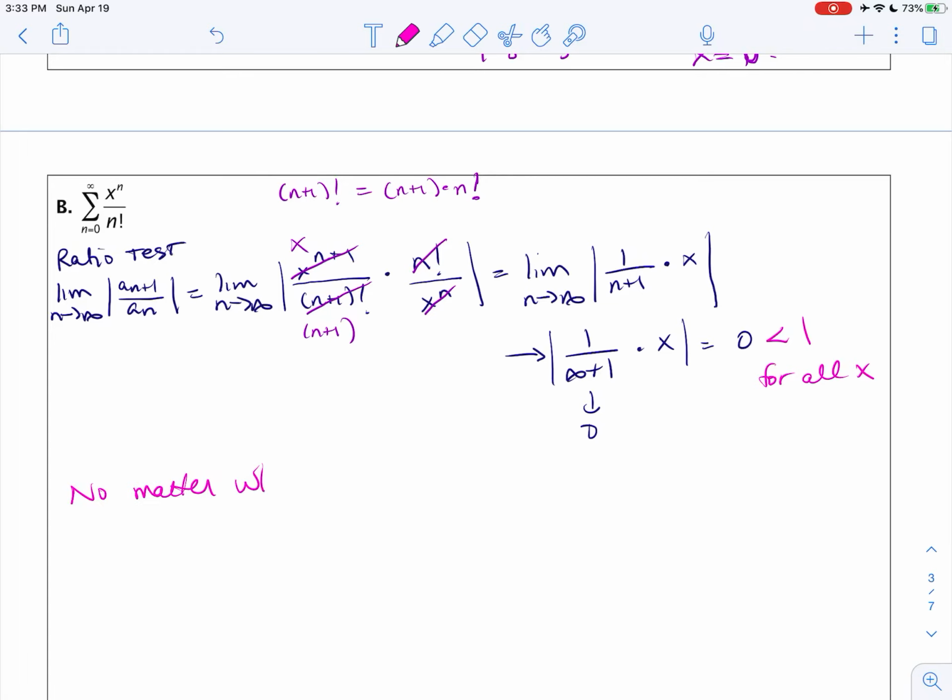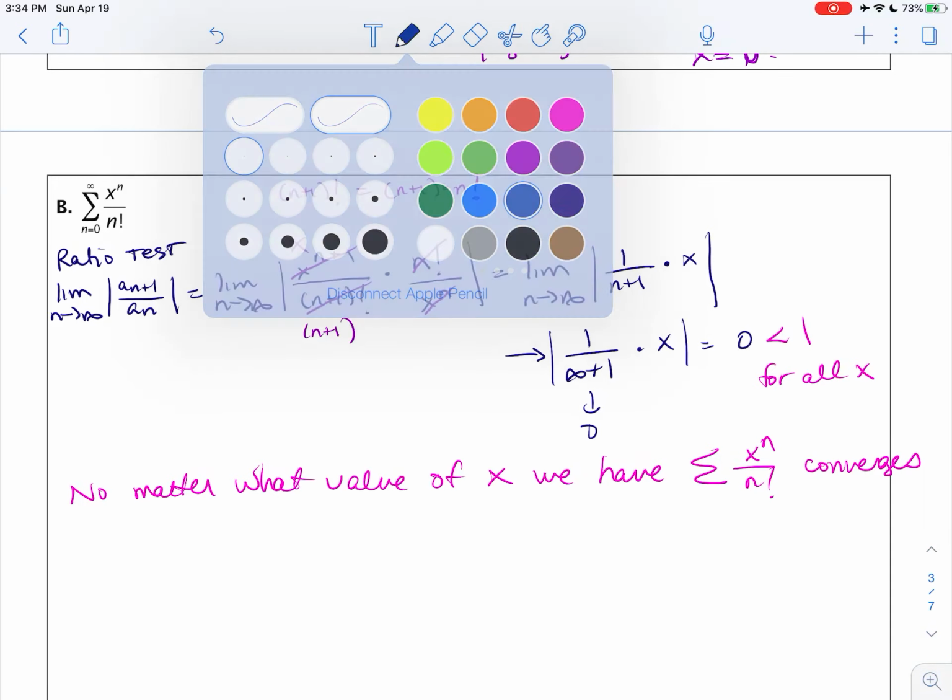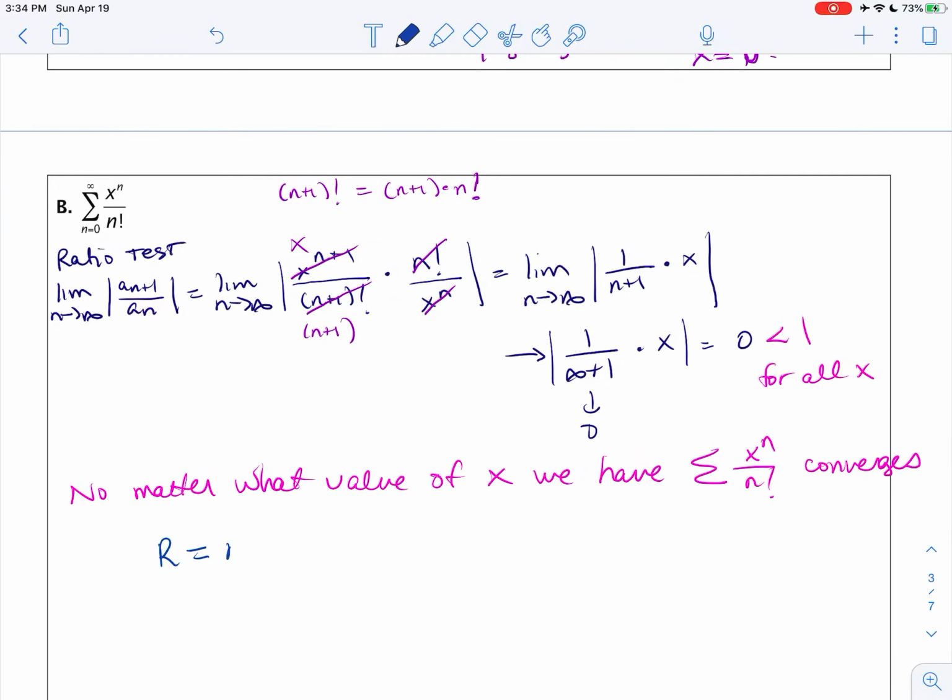So what value of x to the n over n factorial converges, because we saw from the ratio test when we forced convergence, it's still at 0. We get a limit of 0, and 0 is always going to be less than 1. So that tells us that our radius of convergence, r, is going to be infinite.